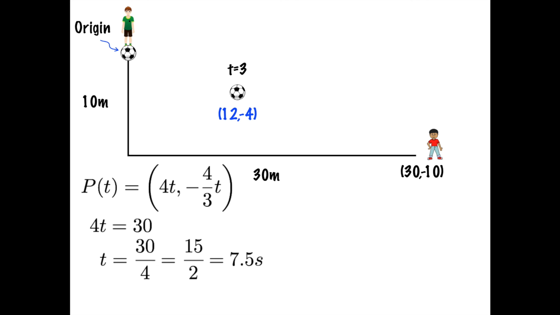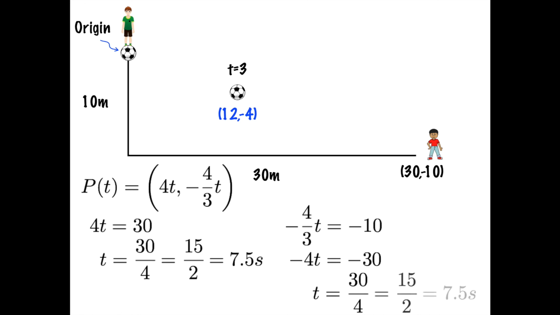Okay, not too bad. The next one looks a little more complicated, but I don't think it's going to be too bad. So we're going to set up negative 4/3 t is equal to negative 10. Remember, we want that y value to be negative 10. And let's solve for t here. We're going to multiply both sides by 3, and let's divide by a negative 4. And we'll simplify, and we get 7.5 seconds. Excellent. That's good. That means that p of 7.5 is going to be 30 comma negative 10. So that tells us it's going to take 7.5 seconds for the ball to get all the way to Ben.